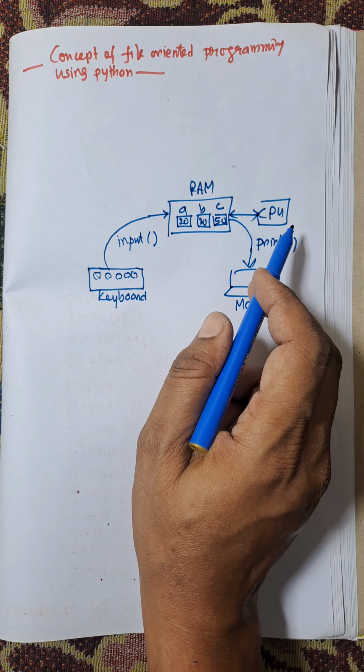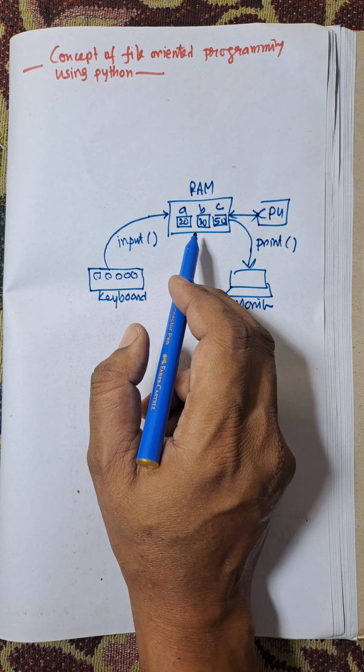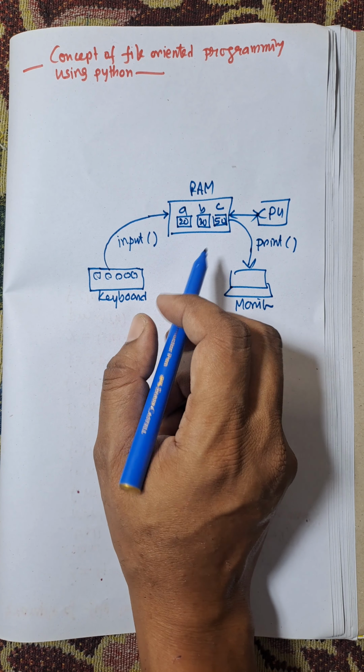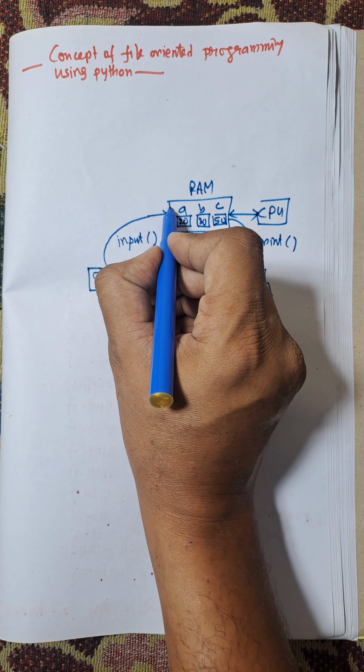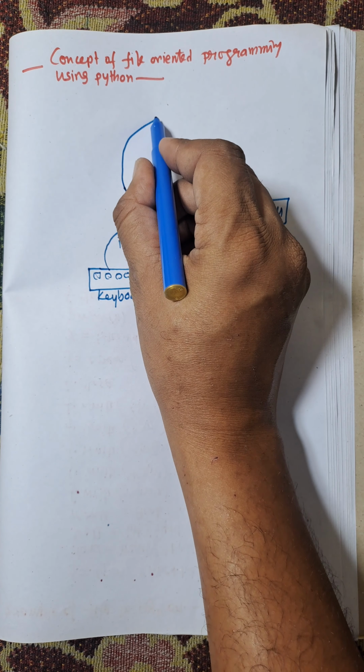But this is known as console-oriented programming, as the keyboard and monitor are used, and RAM is volatile. So we lose the data when we close the program. So we need file-oriented programming. A file will help to store the data from RAM to the secondary memory.